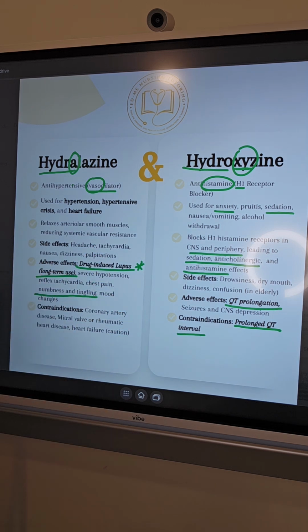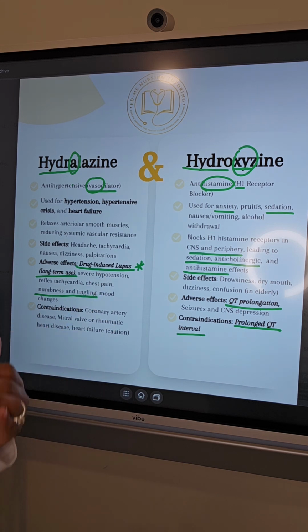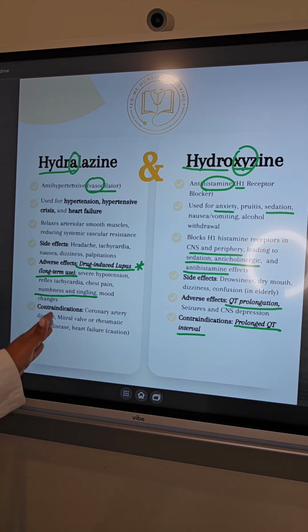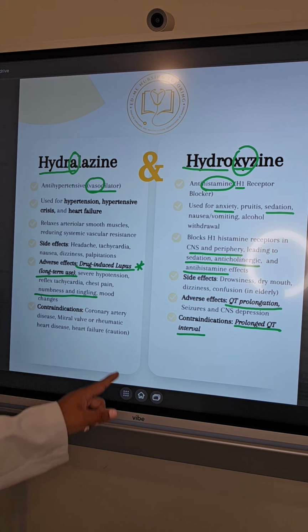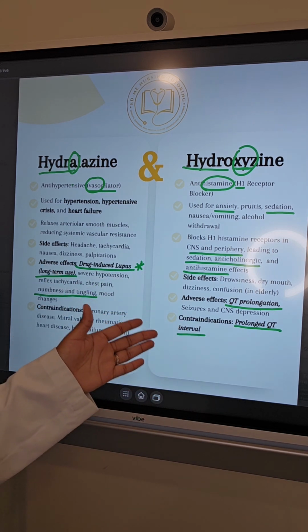Some of the other adverse effects include severe hypotension, reflex tachycardia, because again, your body is vasodilating, so your heart thinks it needs to compensate, so it's going to get faster. All right. Chest pain, numbness, tingling, mood changes. If your client complains about chest pain or they're already tachycardic, you probably want to be on the side of caution with this med. But the main contraindication is CAD, mitral valve rheumatic disease, and you want to be very cautious in heart failure.